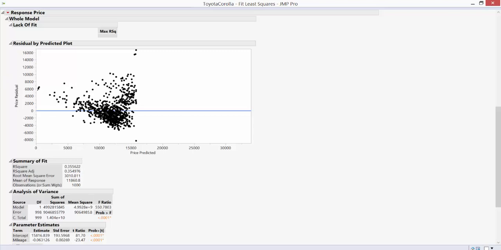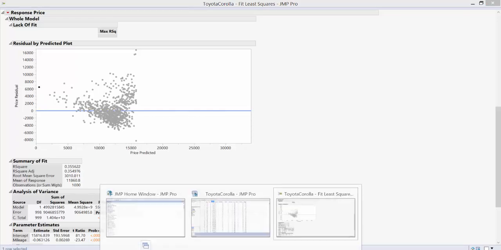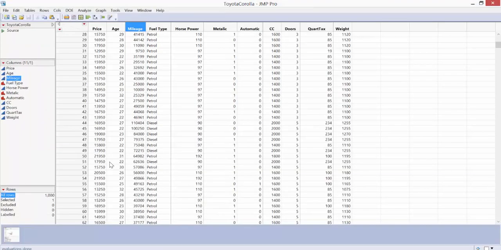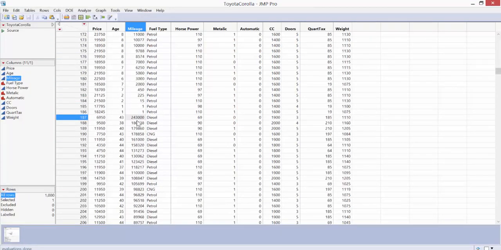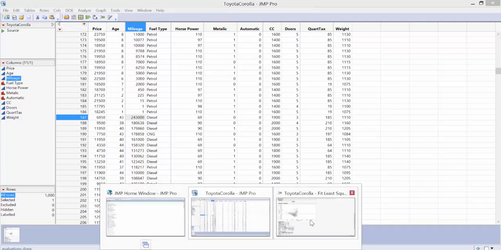Look at this one right here. This one is row 187. Let's take a look at it, okay? Row 187, let's highlight it and let's go back. And it's supposed to be highlighted over here as well, right? So how much was the mileage on this one? Mileage was, is it 243,000 miles? Is that it? Oh God, something is wrong, right?